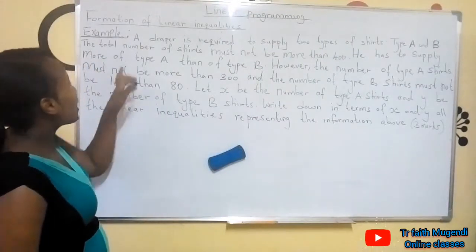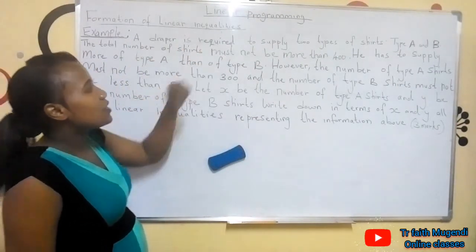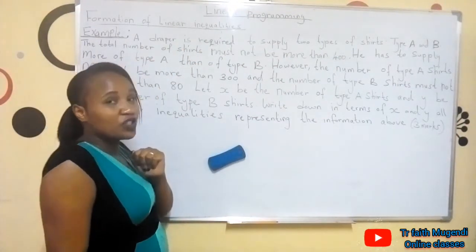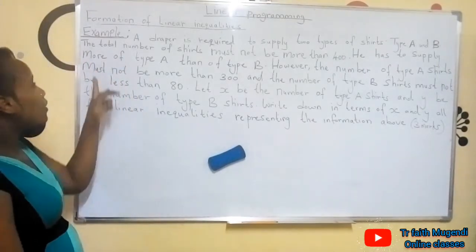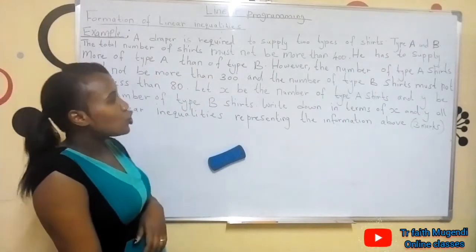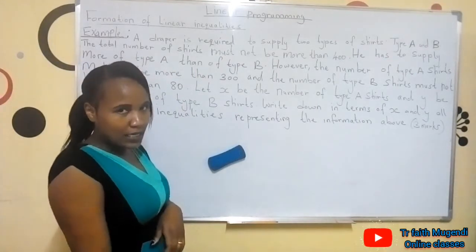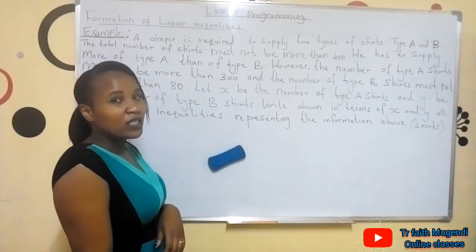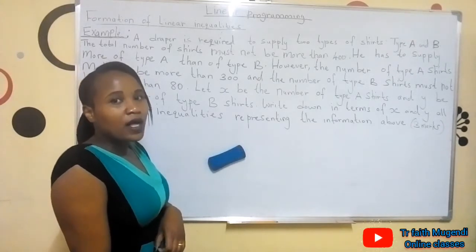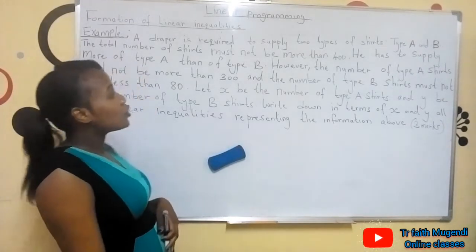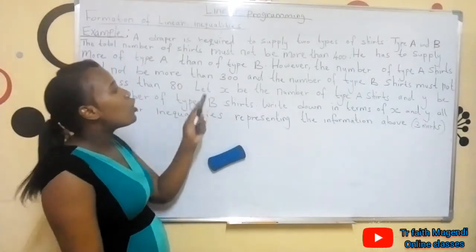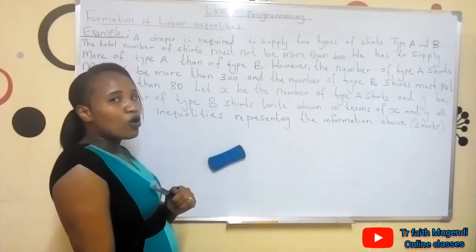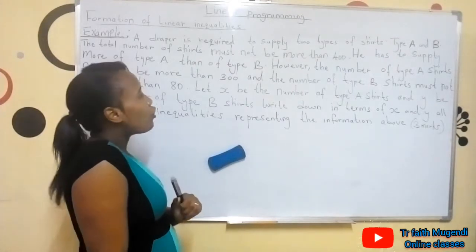We are told a draper is required to supply 2 types of shirts, type A and type B. The total number of shirts must be not more than 400. And note the word not more than. It has to supply more of type A than of type B.